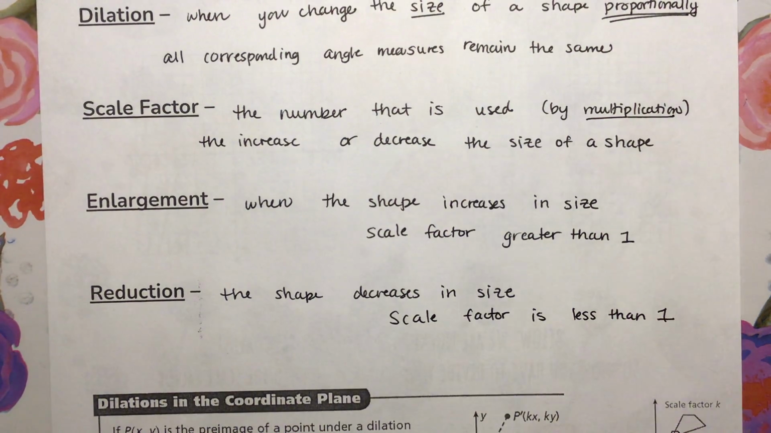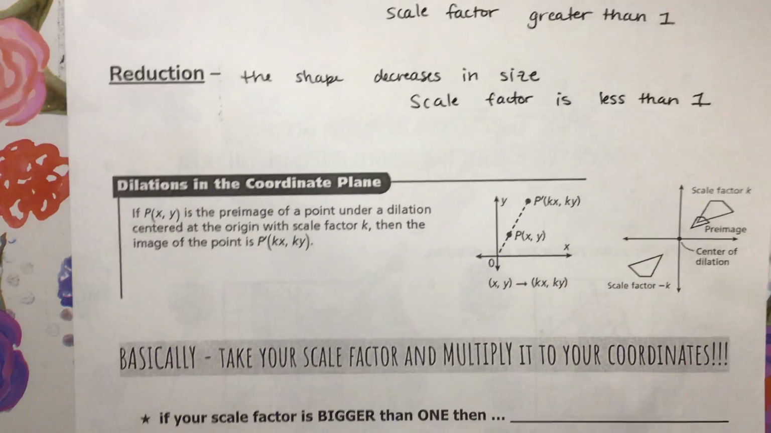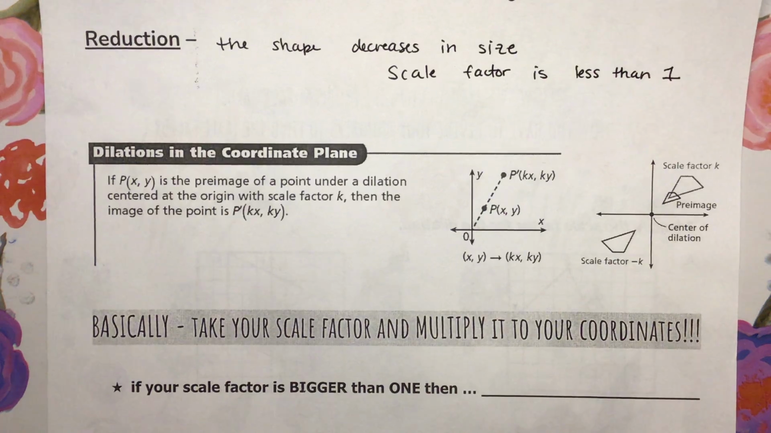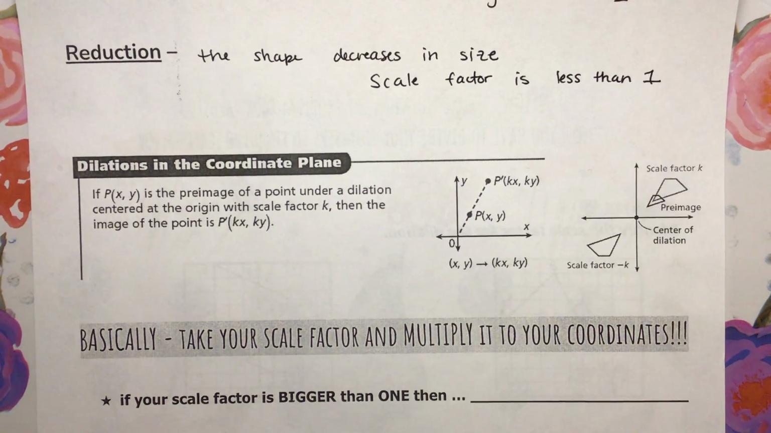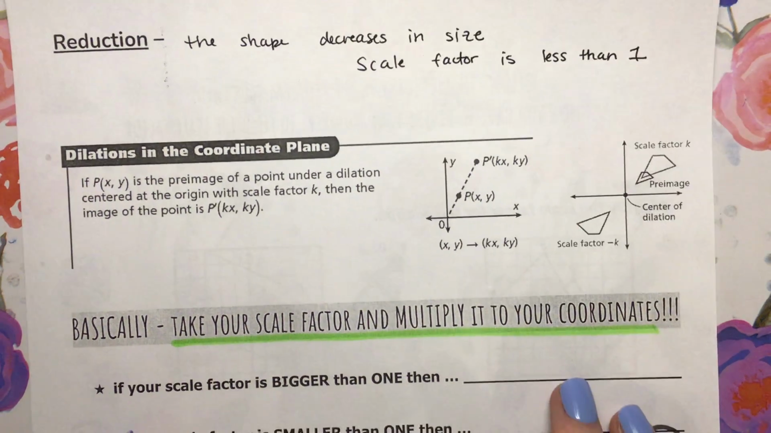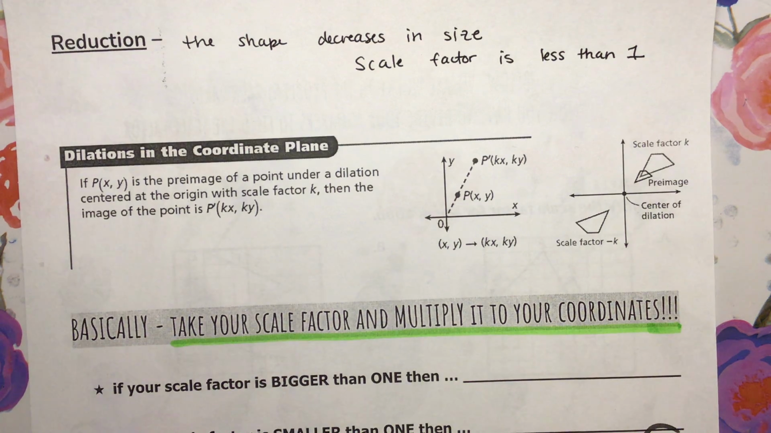So when we have dilations in the coordinate plane, we're always going to dilate them around the origin because that's just going to make life a lot easier for us. So essentially what you're going to do, you're going to take your scale factor and multiply it by whatever the coordinates are. And you're going to see that in example here in a moment. But if you have a scale factor of 3, you're going to take each of your coordinates, the x and the y, and just multiply it by 3.